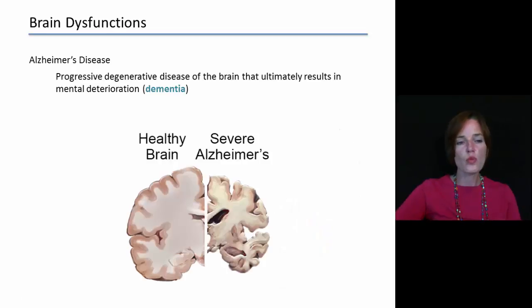Another brain dysfunction, one that we do hear a lot about, is Alzheimer's disease. Alzheimer's disease is a progressive degenerative disease of the brain. What we mean by progressive is that it gets worse over time, and ultimately this is going to result in mental deterioration. What we mean by mental deterioration is that this is going to result in dementia, so confusion. You can see in the cross sections here the comparison between a healthy brain and then severe Alzheimer's. And you can see that it's a progressive degeneration or wasting away of the brain itself, again, ultimately resulting in dementia.